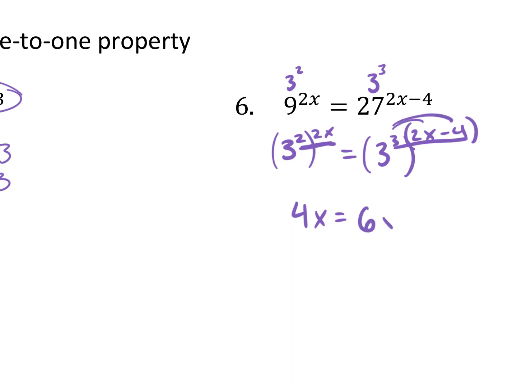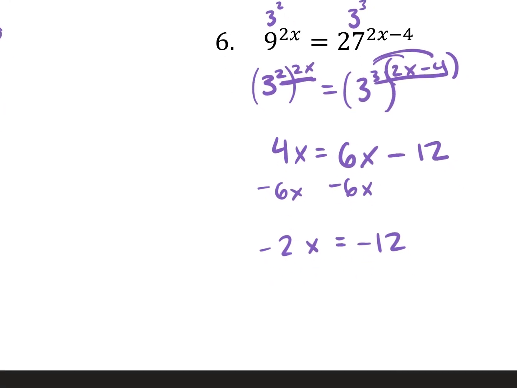So this would be 6x minus 12. And then we solve for x. So I'd subtract 6x on both sides. -2x is equal to -12. Divide by -2, so x is equal to 6.